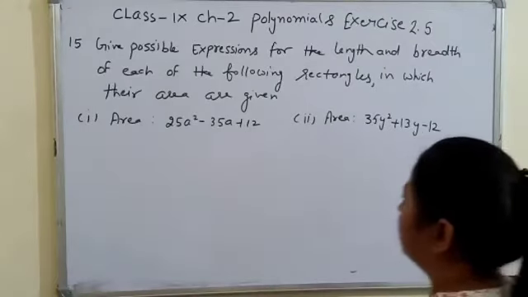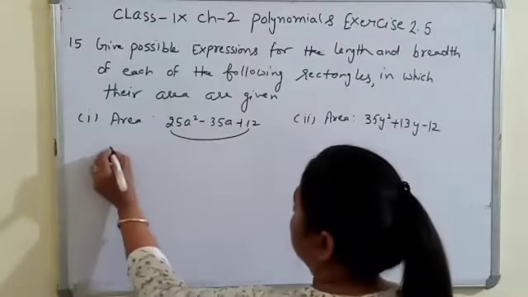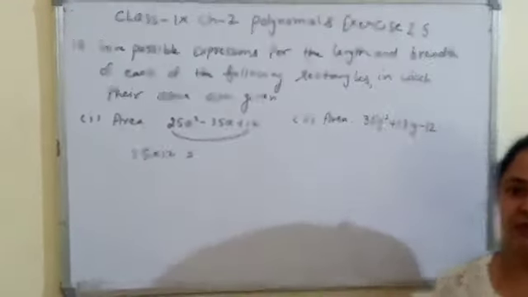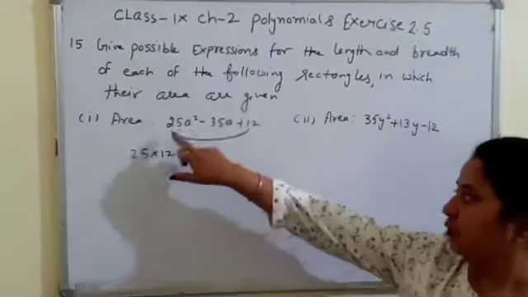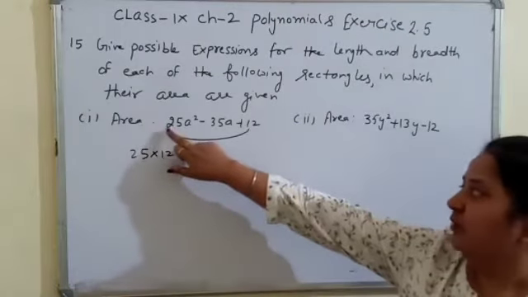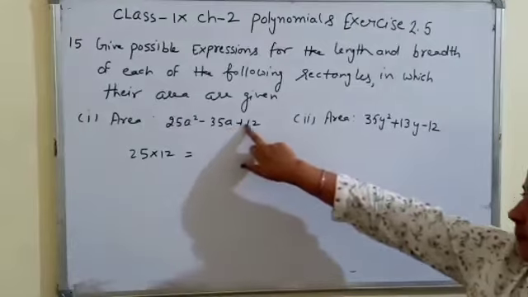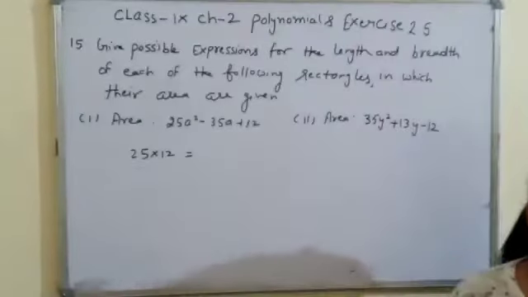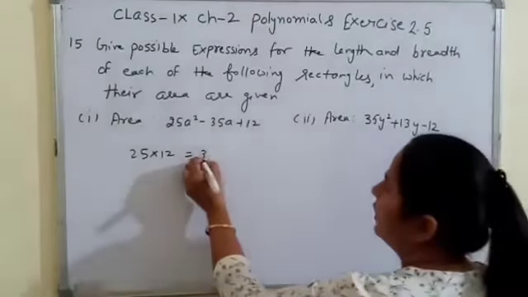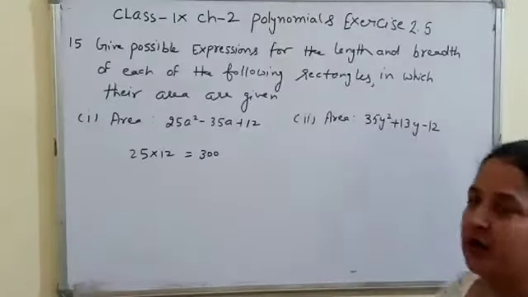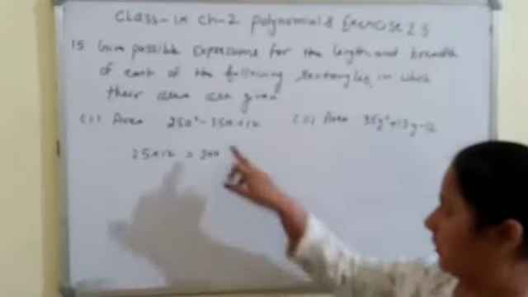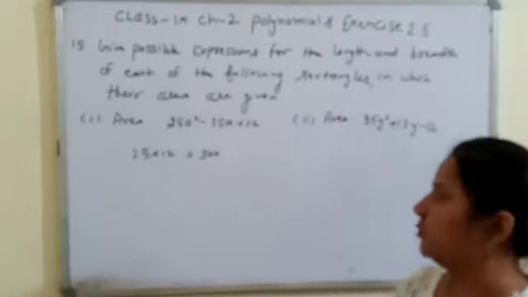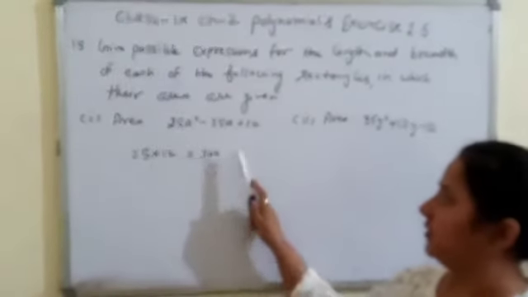So let's factorize it. First is 25 and 12. When we multiply 25 and 12, using the same rule we used when splitting the middle term, what is our result? That is 300. So we have to split 35 into two factors so that their product should be equal to 300 and their sum is 35.